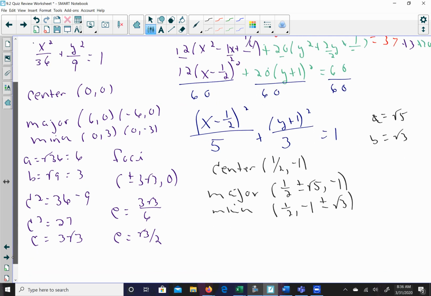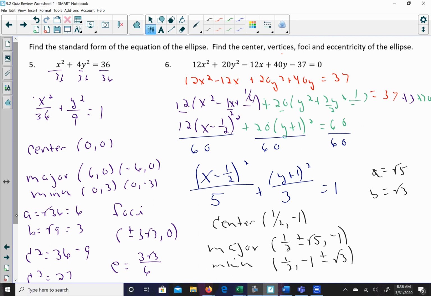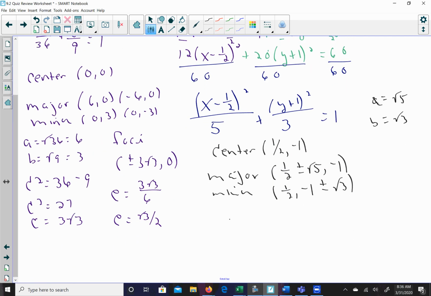To find the eccentricity, I need to find c, so I'm going to say c squared is equal to a squared minus b squared. So c squared is equal to 2, which means c is equal to the square root of 2. To find my foci, I'm going to add that to the x-coordinate. So my foci is going to be 1/2 plus or minus the square root of 2, and then my y-coordinate stays the same.